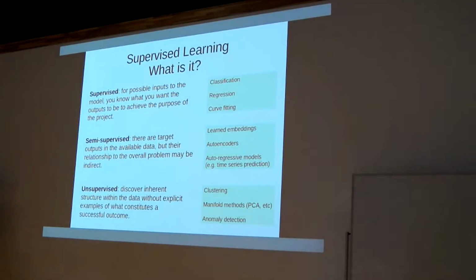So, for example, people do things called embeddings, and with embeddings, you might say, I want to understand the structure of the English language, but I don't have an output that says, label, this is the structure of the English language.